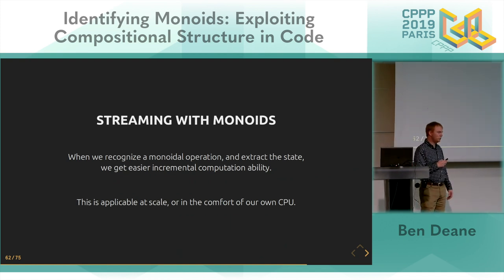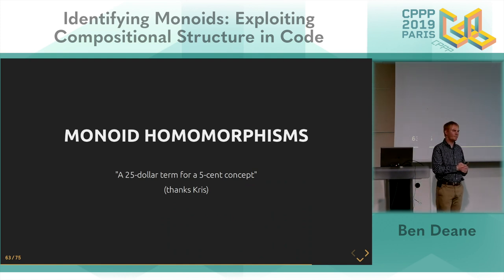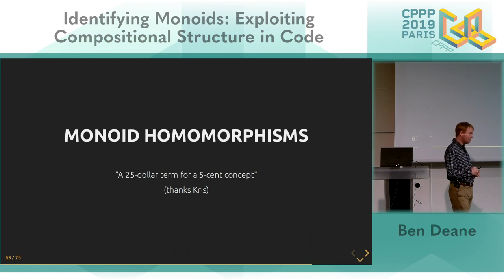Now, a little bit segueing on from that, I want to talk about a scary word, but it's a $25 term for a 5-cent concept. A monoid homomorphism. This is the kind of thing you can look up on Wikipedia and read about and be none the wiser. You can understand everything it says intellectually and just have no intuition for it at all when you finish reading.